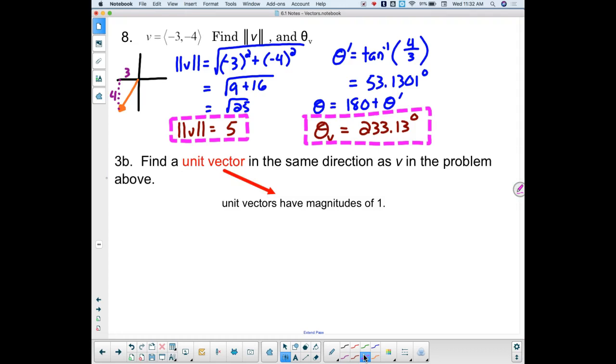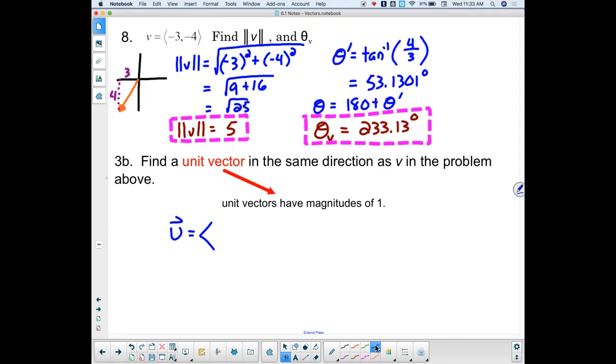Now, there is something out there called a unit vector. A unit vector is in the same direction as V, but it only has a magnitude of 1. All unit vectors have a length of 1. So to find the unit vector in the same direction as vector V, I'm going to call this the unit vector U.